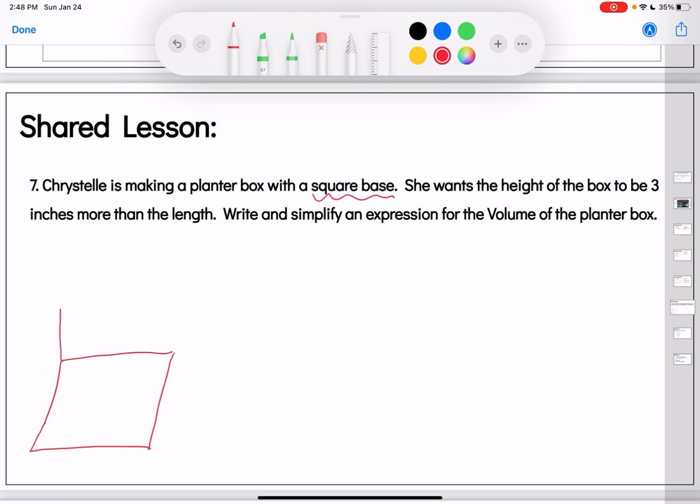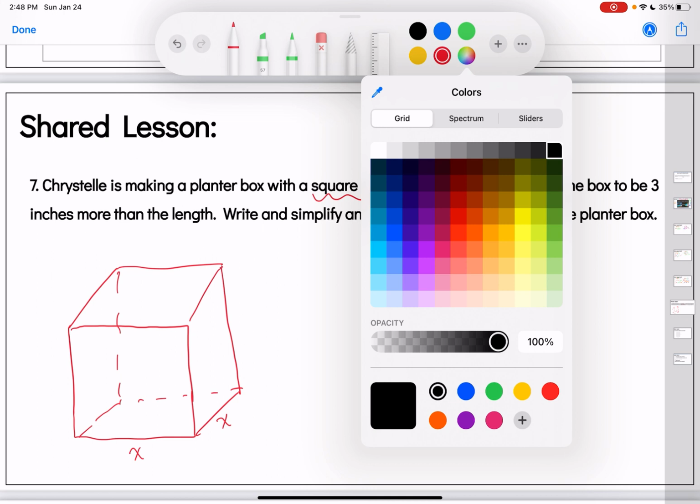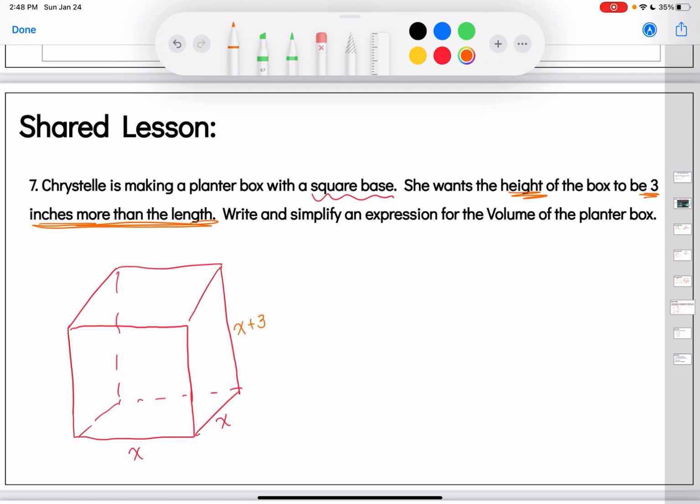And then, oh boy, this is not how I normally draw them. Okay, let's say this. Here's my planter box. And I know my base is going to be a square. That maybe looks a little bit more like it. So if I know it has a square base, let's say both of these are x, right? Because I know that all those sides on the bottom would be the same. But it says that the height of the box is going to be 3 inches more than the length. So if the length is x, I want it to be 3 inches more than that. So that would be x plus 3.